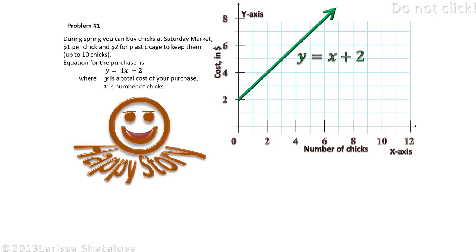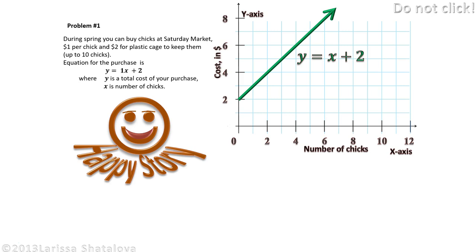Now let's have fun. During spring you can buy chicks on Saturday market. $1 per chick and $2 for plastic cage to keep them, up to 10 chicks. Equation for the purchase is y equals positive 1x and positive 2, or we can say y equals x plus 2, where y is the total cost of your purchase, x is number of chicks.